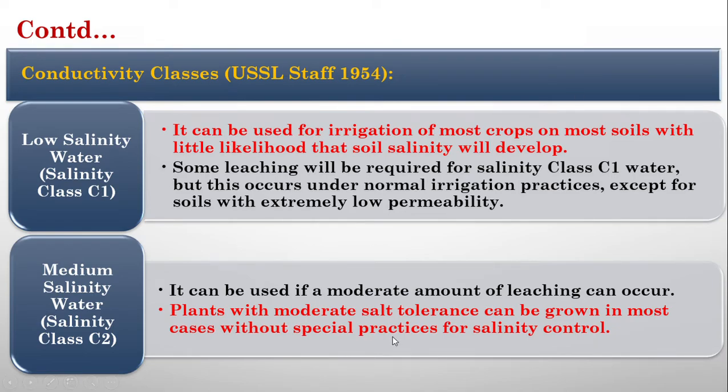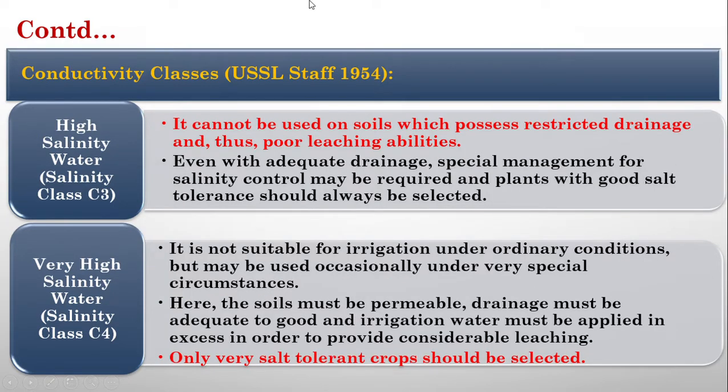So we will see the different classes. First we will see the conductivity classes. There are four conductivity classes. First one is class 1 or C1 salinity class. It can be used for irrigation of most crops because it is having only low hazard. You can read the other details. According to the C2 hazard, the plants with moderate salt tolerance can be grown in C2 class of water. In C3, it cannot be used on soils which possess restricted drainage and thus poor leaching abilities. We cannot use the C3 class of water in soils having restricted drainage and poor leaching abilities.